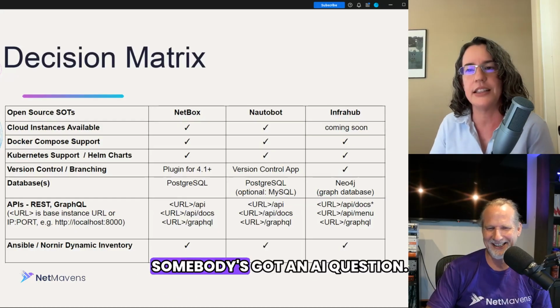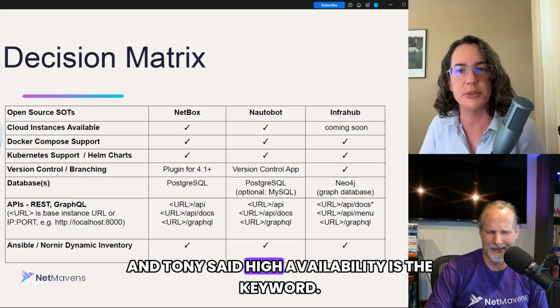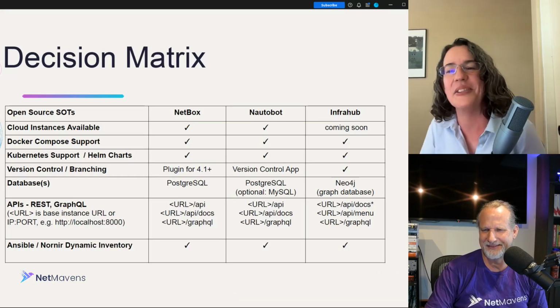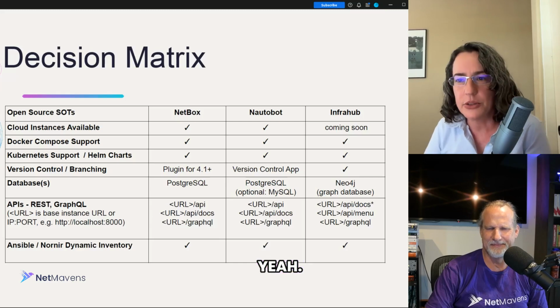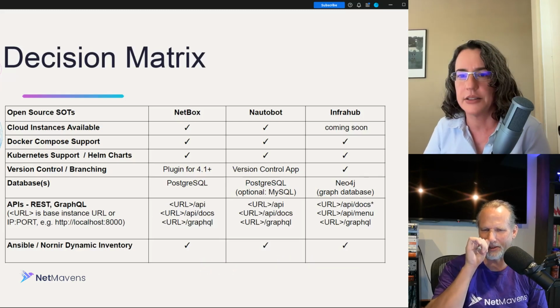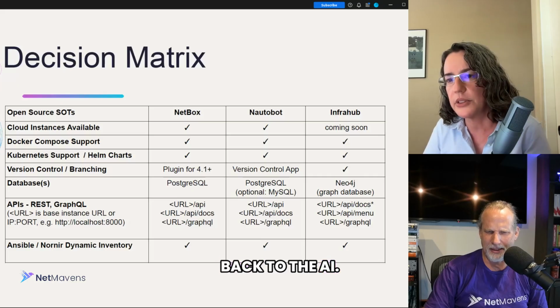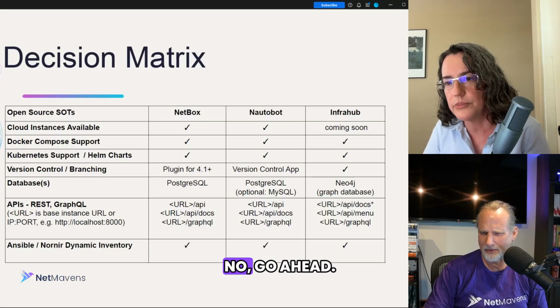Oh, somebody's got an AI question. When Tony said high availability is the keyword, I think that was when we were talking about Kubernetes. So Greg says sorry, Tony, wasn't watching the chat. Yes, sorry guys. Is it fair to say Nautobot is the easiest? I have to repost that.